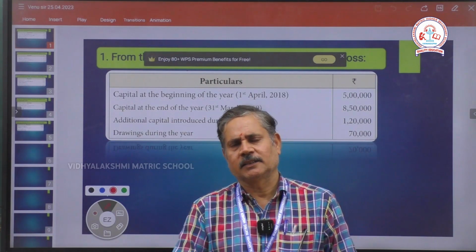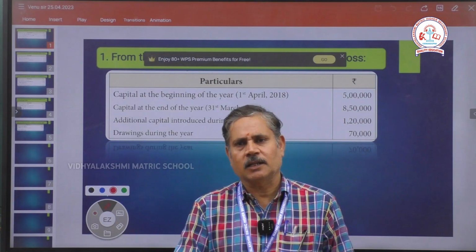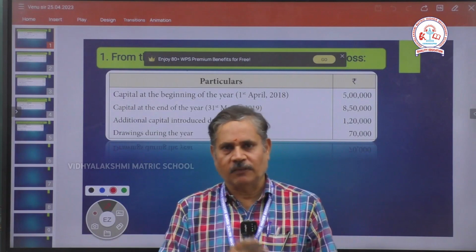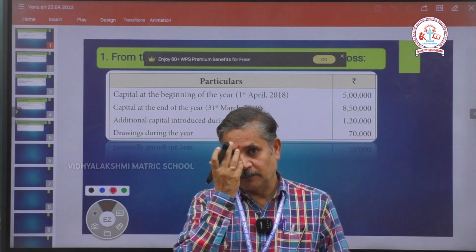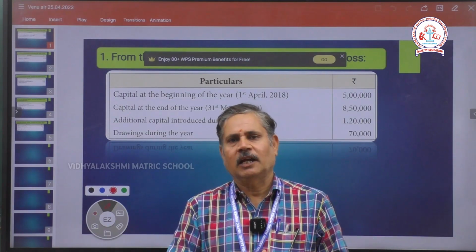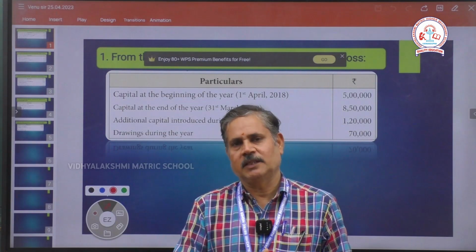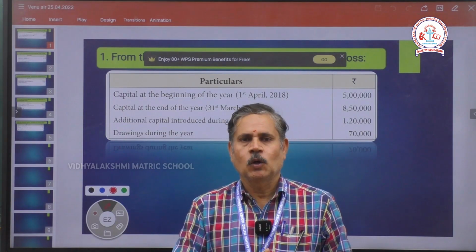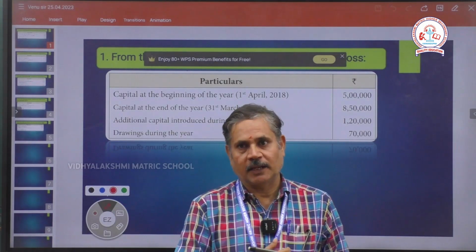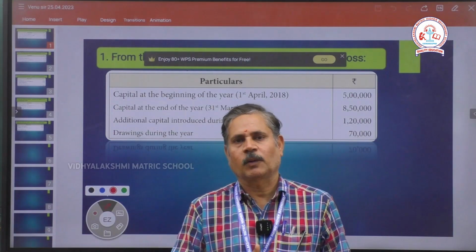So based on that, in incomplete records we are maintaining two types of accounts. One is statement of affairs method, or net worth method, or capital comparison method, and the second one is conversion method. The first one, statement of affairs, means we find out the result of opening capital and closing capital. After that, at the end of the year, we prepare the statement of profit or loss.